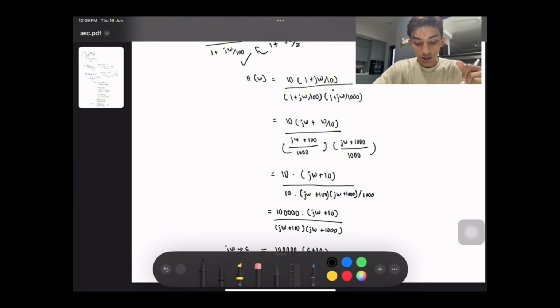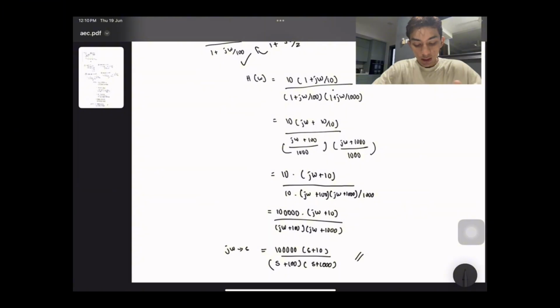So we have to change the j omega to the s function. So it will be 100,000 in bracket s plus 10 over in bracket s plus 100 and in bracket s plus 1000. So that's all for today. Thank you.